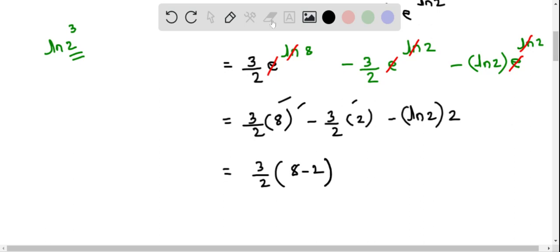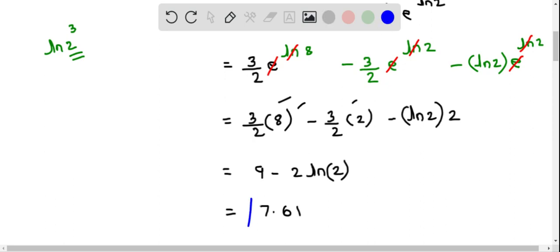And this equals 6, which we divide here, so it goes 3 times. So this one is basically 9. So I'm going to replace this quantity by 9, minus, we can write this as 2 times natural logarithm of 2. And so we can find its decimal equivalent by plugging this expression into the calculator. And when we do that, we get 7.61. This one is approximated to 2 decimal places. So this is the value of y of ln 2.